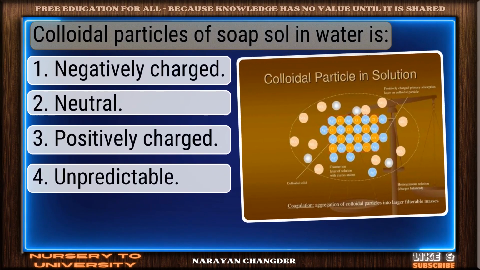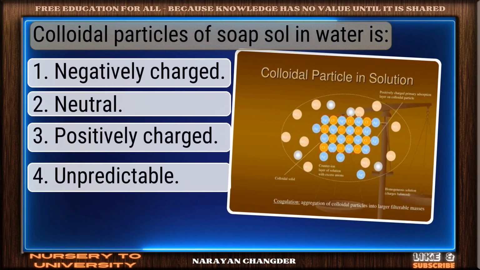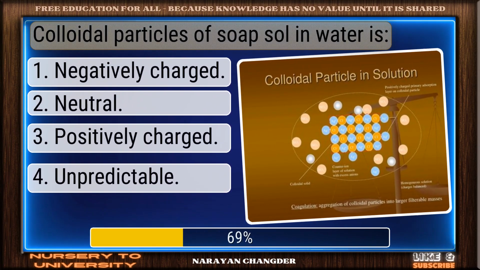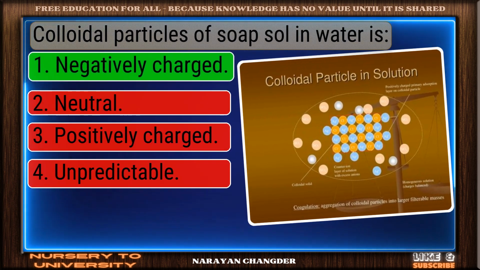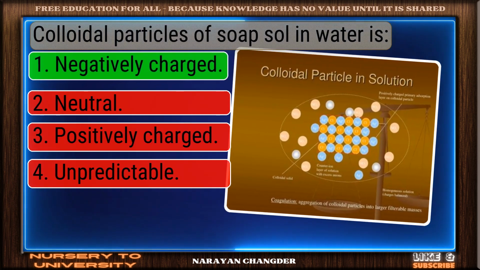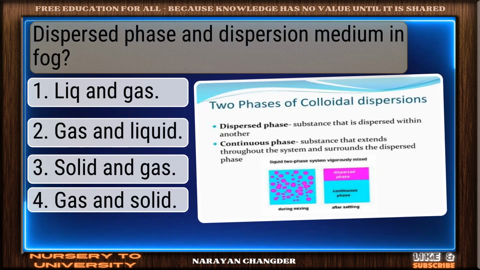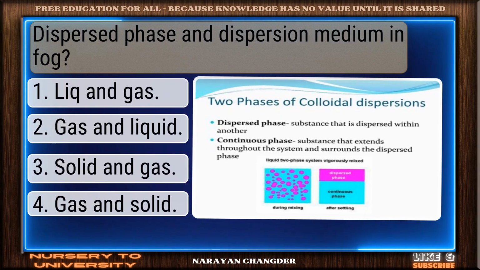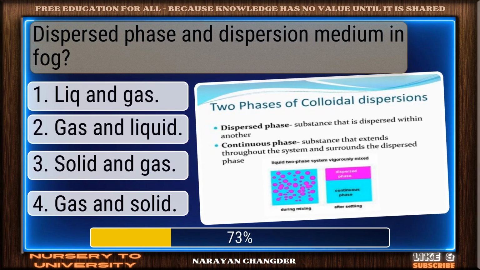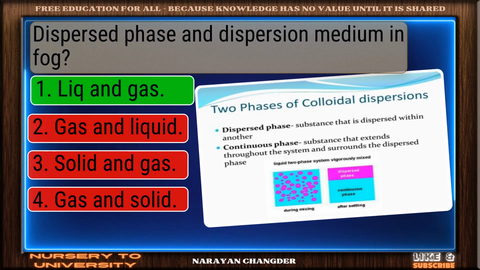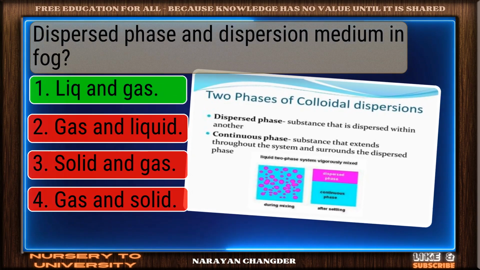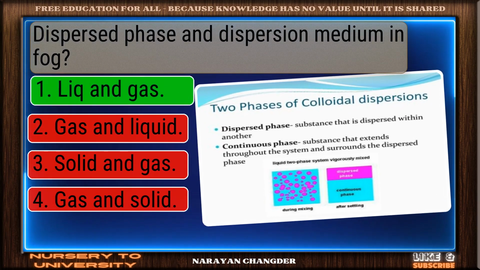Colloidal particles of soap sol in water is... You chose negatively charged. And it is correct. Dispersed phase and dispersion medium in fog. Excellent choice. Liquid and gas is the right answer.